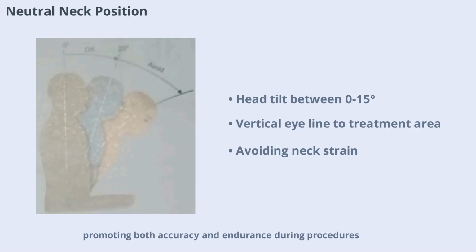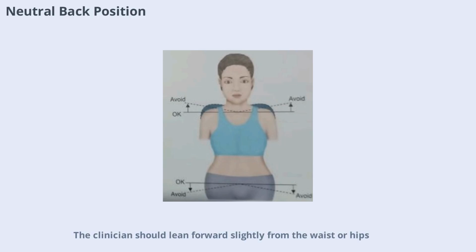The clinician should lean forward slightly from the waist or hips, maintaining trunk flexion between 0 and 20 degrees. Overflexion of the spine, resulting in a curved back, should be avoided. This neutral back position helps distribute weight evenly and prevents fatigue or injury. By keeping the spine aligned and avoiding excessive bending, clinicians can work efficiently and comfortably throughout lengthy procedures.